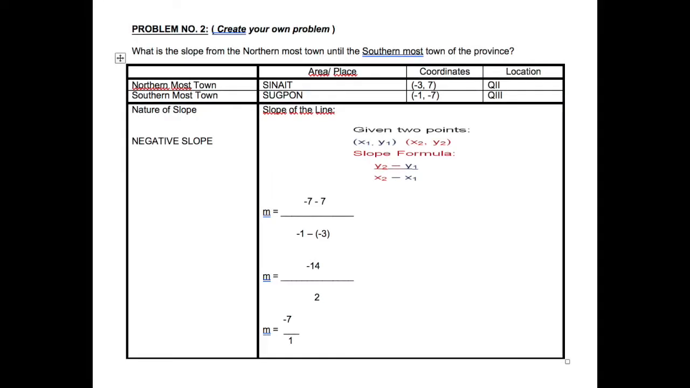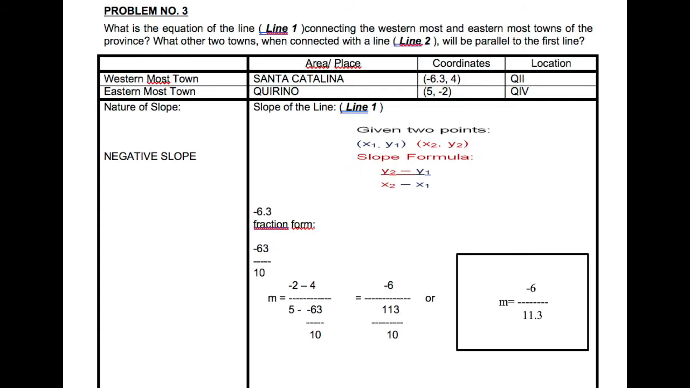Problem number 2. What is the slope from the northernmost town, which is Sinait, until the southernmost town, which is Sugpon? The formula for the slope is delta y over delta x. Substituting it with the given coordinates, we have negative 7 minus 7 over negative 1 minus negative 3. Then we're left with negative 14 over 2. Simplifying it by dividing numerator and denominator by 2 will give us the slope of negative 7 over 1, a negative slope.